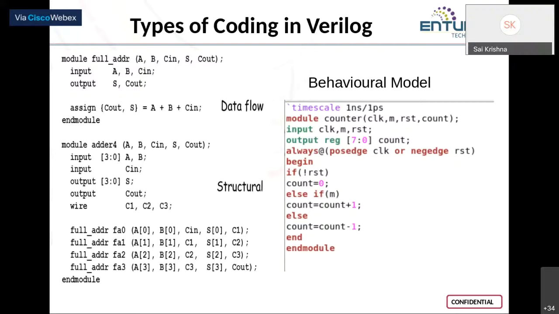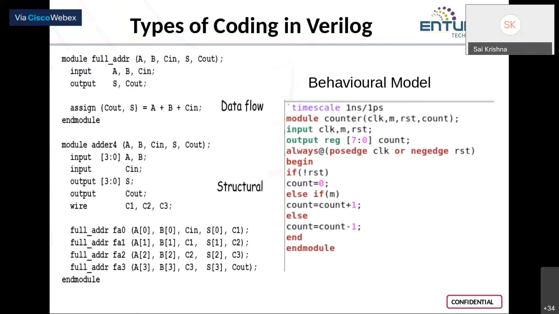So as I said, you basically have three types of Verilog modeling here. The first one is data flow, which is dependent on Boolean expressions. When you take the data flow type of Verilog coding, you directly write down Boolean expressions in order to move your logic forward. Whereas structural uses predefined modules or predefined Verilog codes.